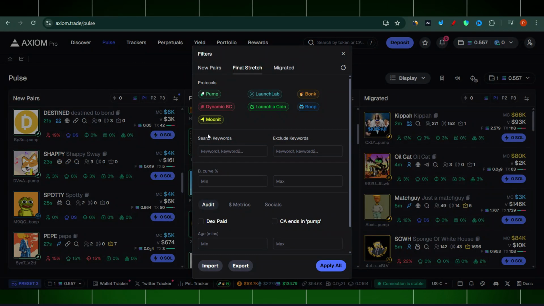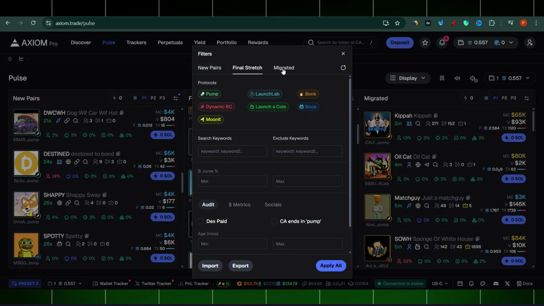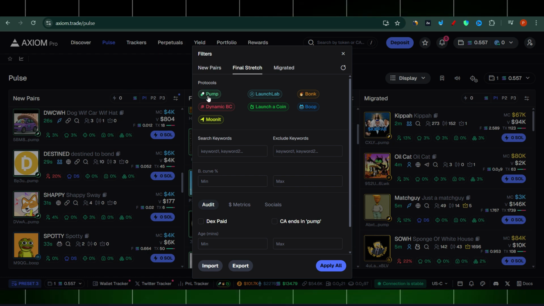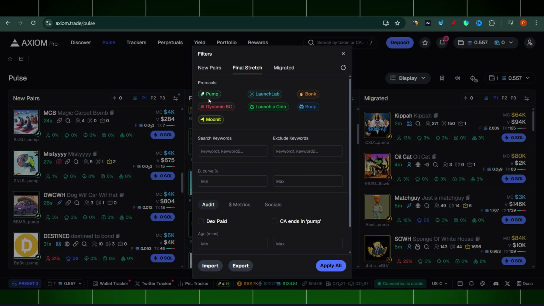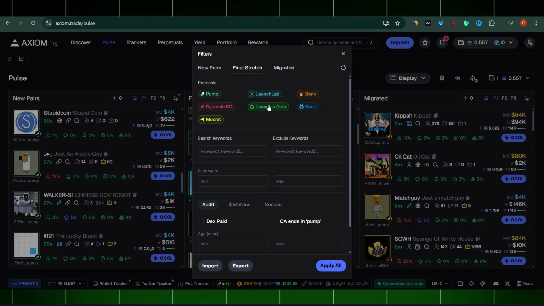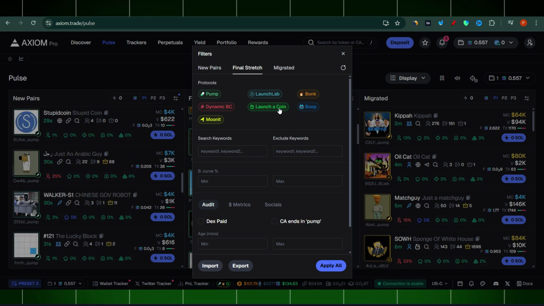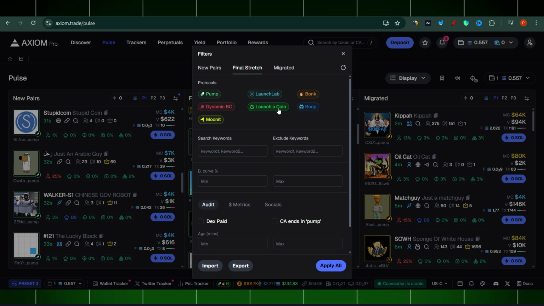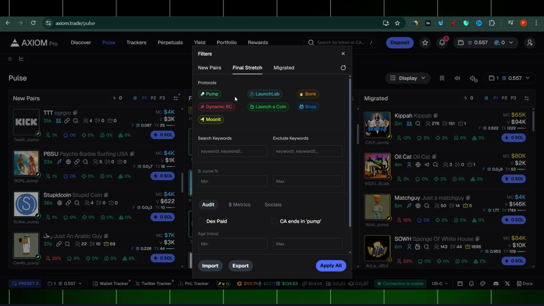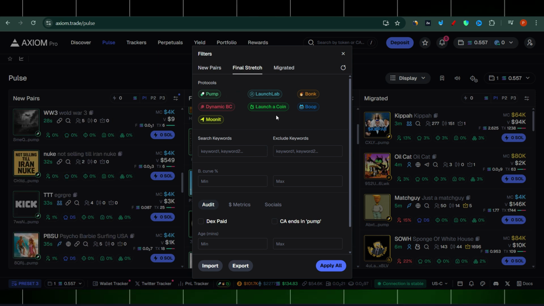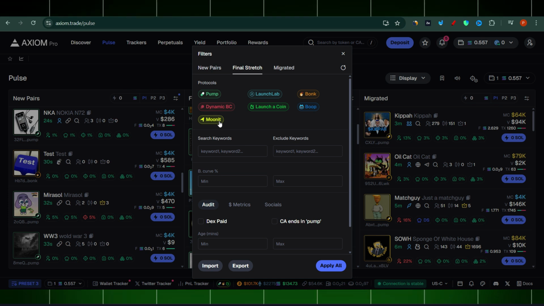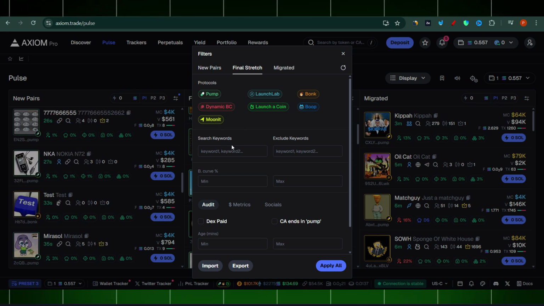But you have a few options when you go into new pairs, final stretch, or migrated. You can pick by protocols. You can choose to see coins created on Pump Fun. LaunchLab, also known as Launch Coin, is very popular. It's a very good ecosystem now, and it's very competitive with Pump Fun right now, so it has good potential. You can also go into Moonit, Boop, Bonk, and Dynamic BC.